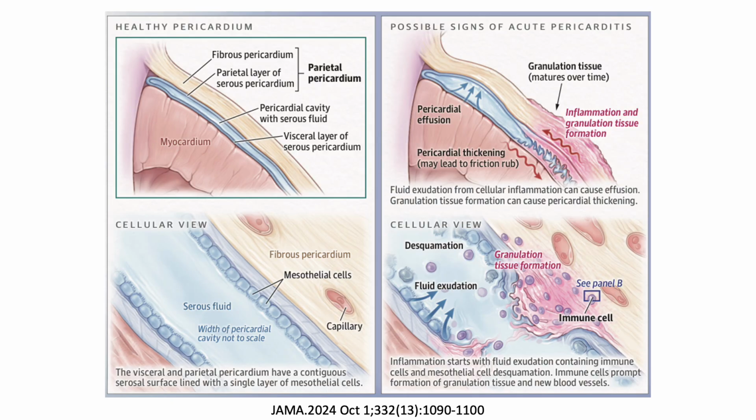So typically the pericardial space only has about 50 milliliters of serous fluid. But if you have an injury, either from like a viral infection or you just had cardiac surgery, you get an increase in vascular permeability of the pericardium and you get fluid exudation and mesothelial cell desquamation with formation of granulation tissue and fibroblast proliferation.